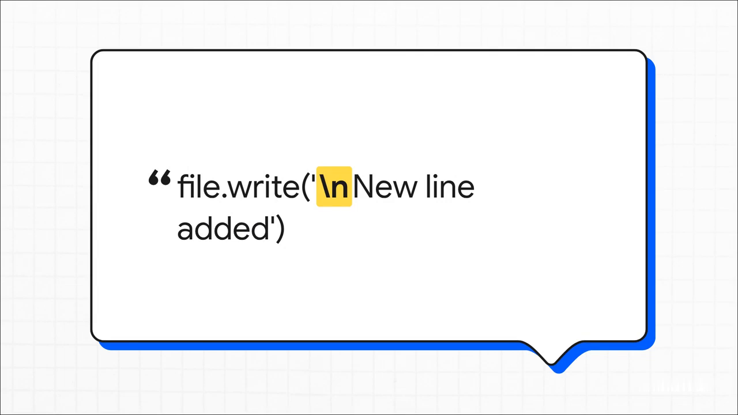Now look closely here. The absolute key detail is that \n right at the beginning of the string. That's the special character for a new line, and it makes sure our new text starts fresh instead of just getting tacked onto the end of the last line. So we open in A mode, we write our new line, and we close. The old content is totally safe, and our new data is added right at the very end.